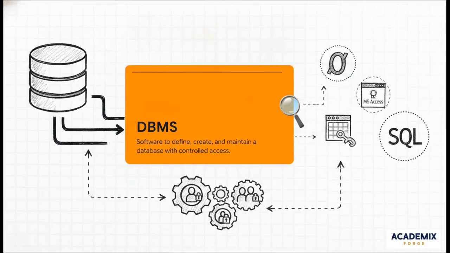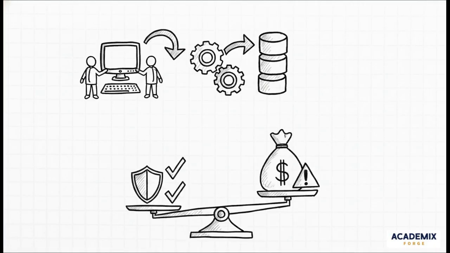But how do we actually manage all this data? That's where we need specific software, which we call a DBMS, or Database Management System. Essentially, it's a set of programs that gives you, the user, the power to define, create, and maintain a database, all while keeping access tightly controlled. You've probably heard of some of the big ones, like Oracle, MS Access, or SQL. This entire architecture relies on four main components: the users, the database application, the DBMS software itself, and the actual database.